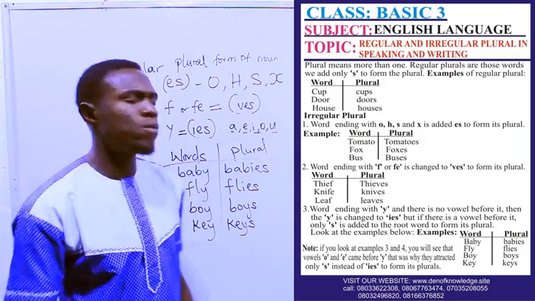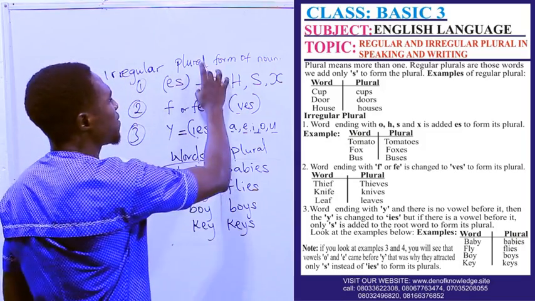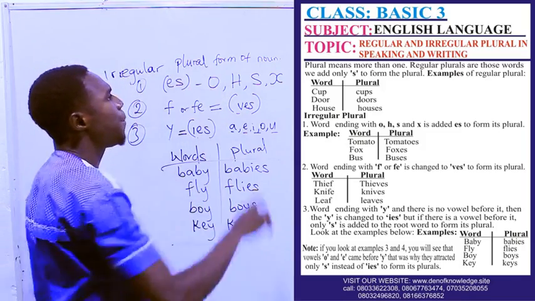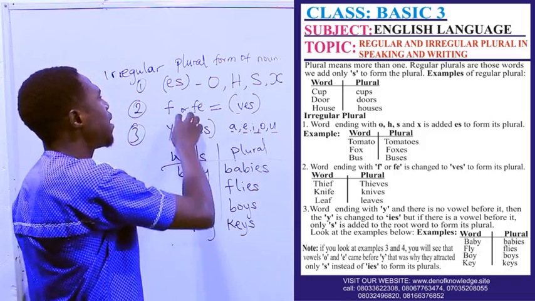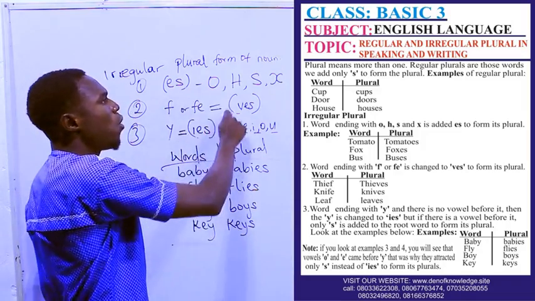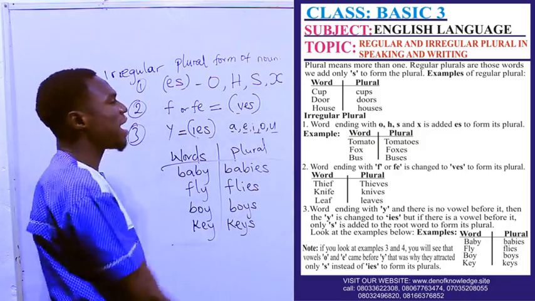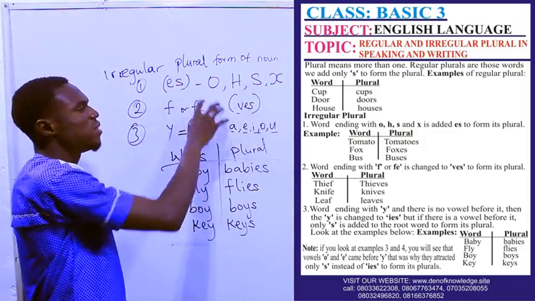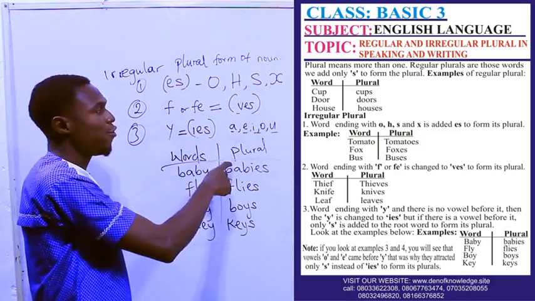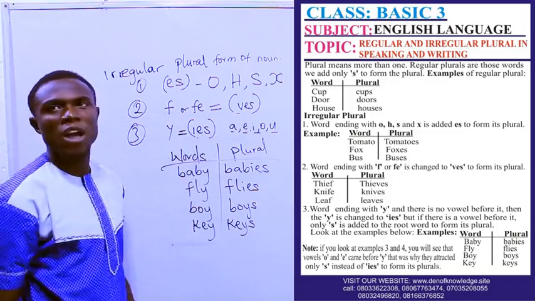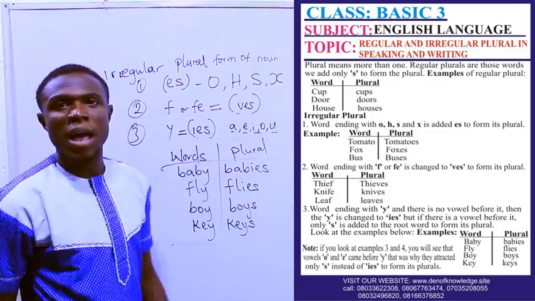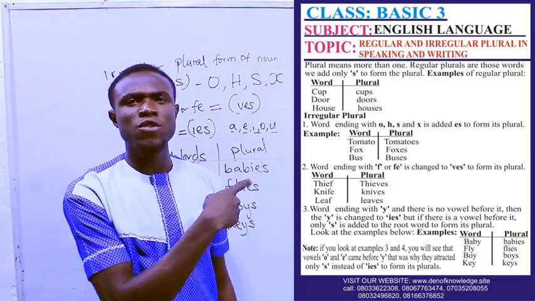Now see what I want you to do for me. Make 2 sentences having plural form of irregular nouns, words ending with O, H, S, or X. Now make 2 sentences with words ending with F or FE. Words ending with Y, 2 each of them. And you submit it through the website you see over there.